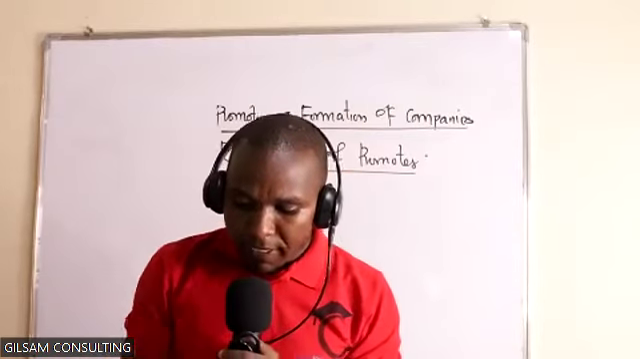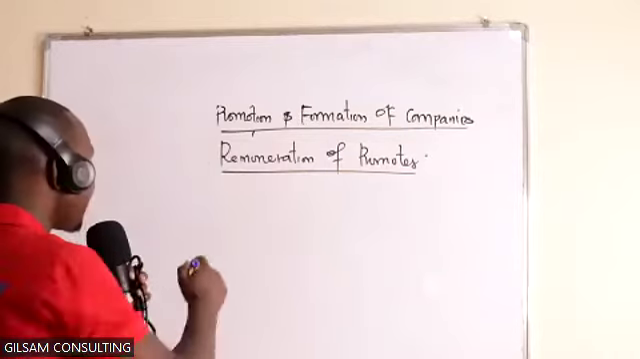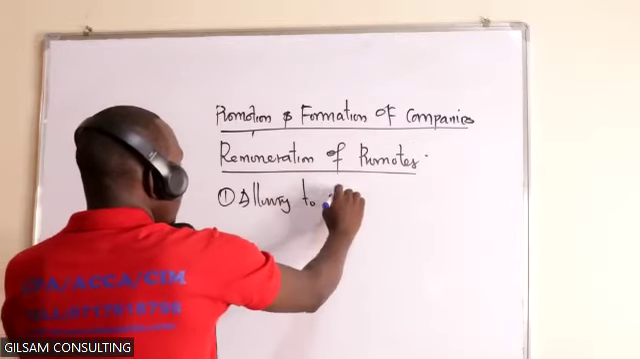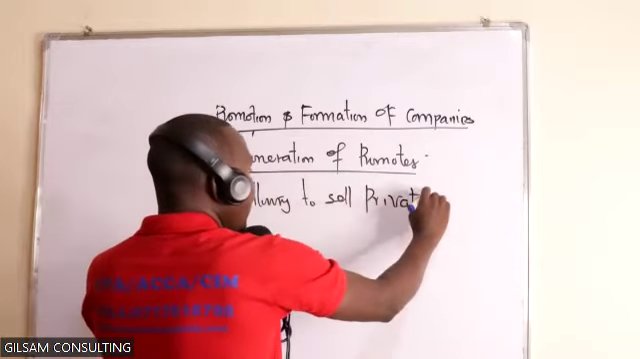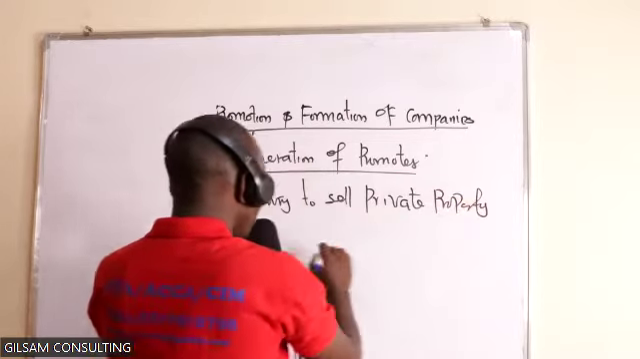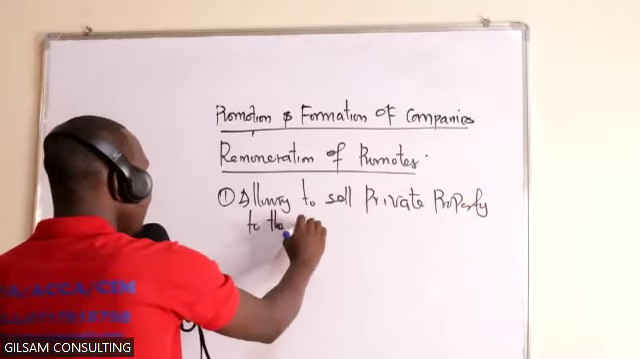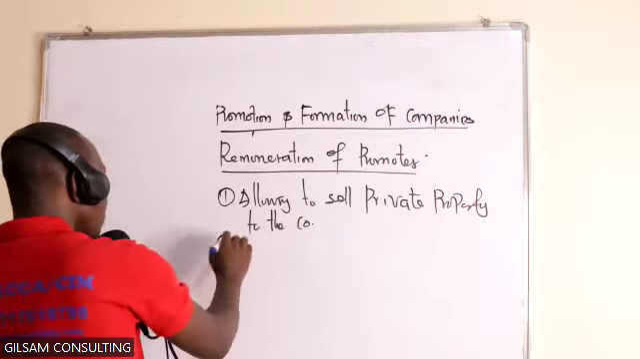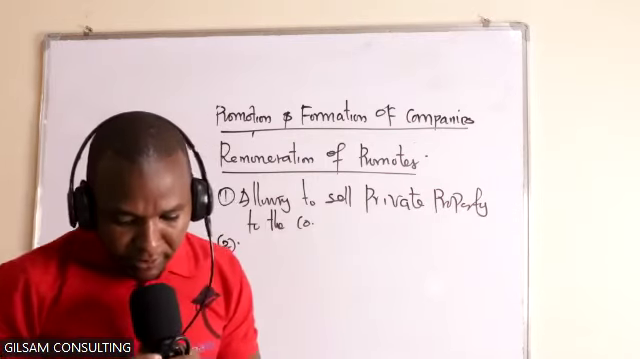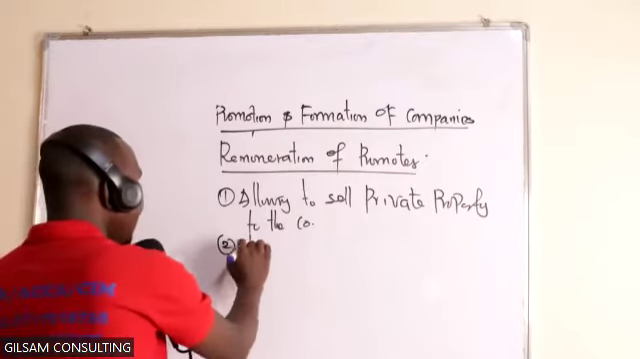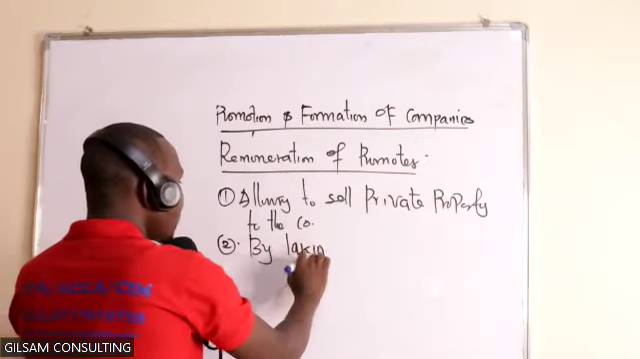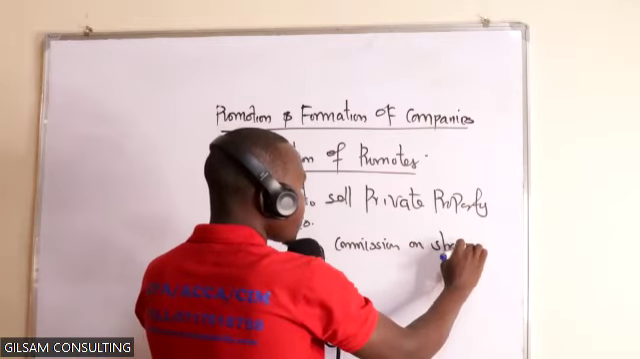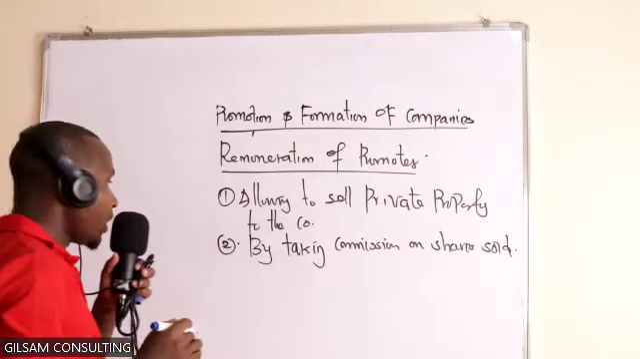Number one, by allowing the promoter to sell private property to the company. That is the first way. They can allow the promoter to sell the property to the company at a profit, but they must disclose it. Number two is by taking commission on shares sold.